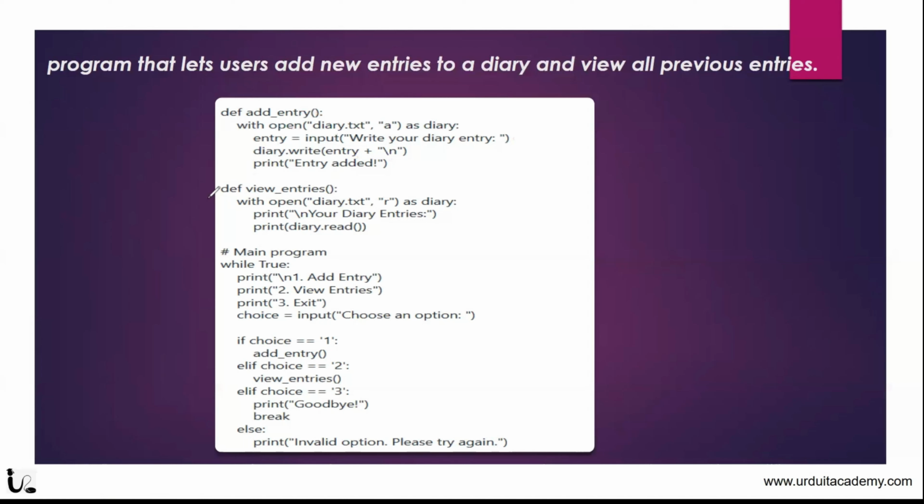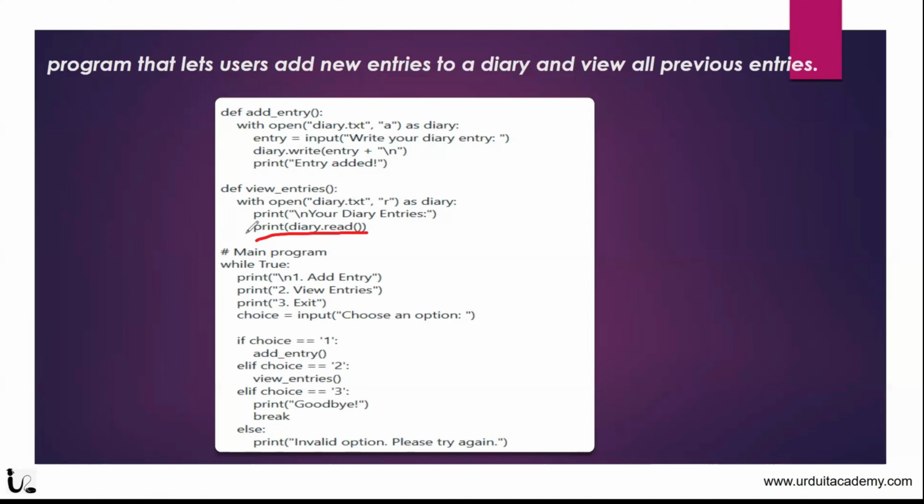In the same way, for the next function, def view_entries, I'm opening the file using the with statement itself. I'm printing your diary entries, and I'm printing diary.read. All the values which we have read, we are directly printing. We are not storing them in a variable and printing again. I'm just directly printing it.